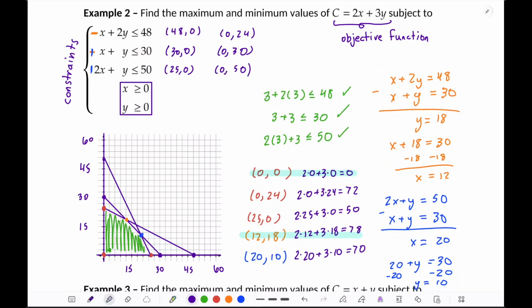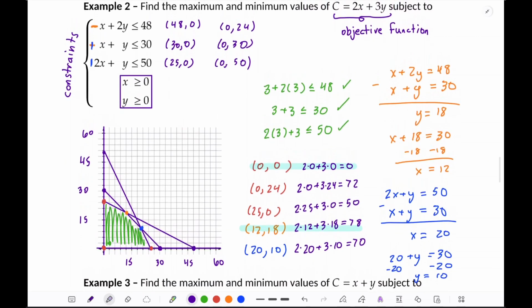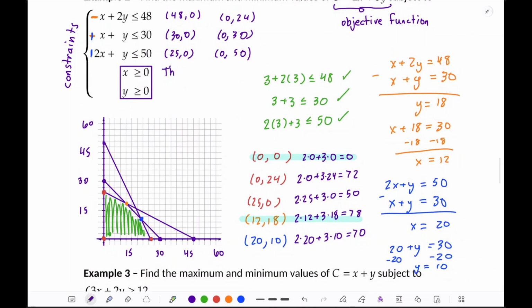How would we write that as our answer? I'll do it right here. There is a minimum of 0 at 0, 0. There is a maximum of 78 at 12, 18.